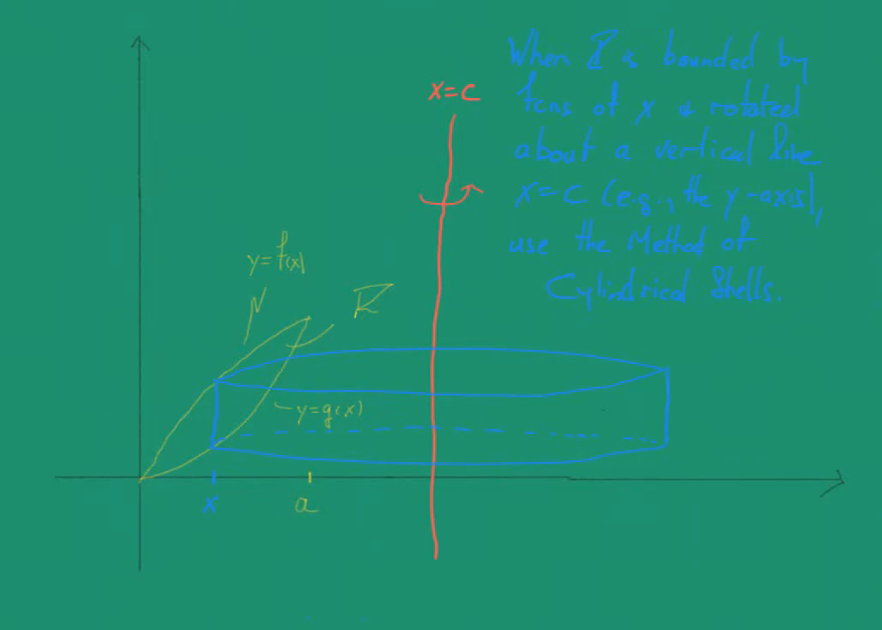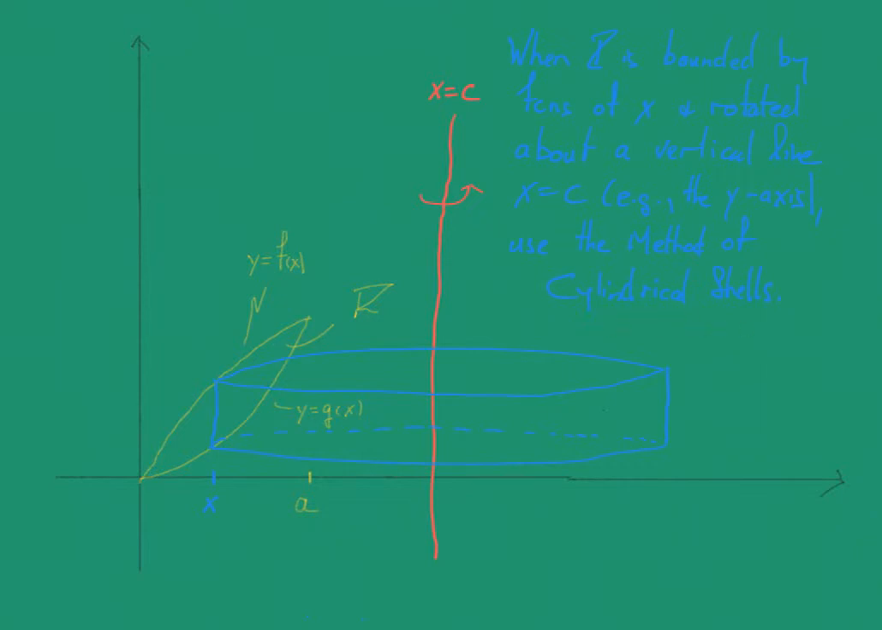So here it is, and you can write this down if you like. It says, again, when R is bounded by functions of x, as was the case here, and rotated about a vertical line x equal to c, so for example, when c is 0, we're talking about a rotation about the y-axis, well, in this case, you can use the method of cylindrical shells.